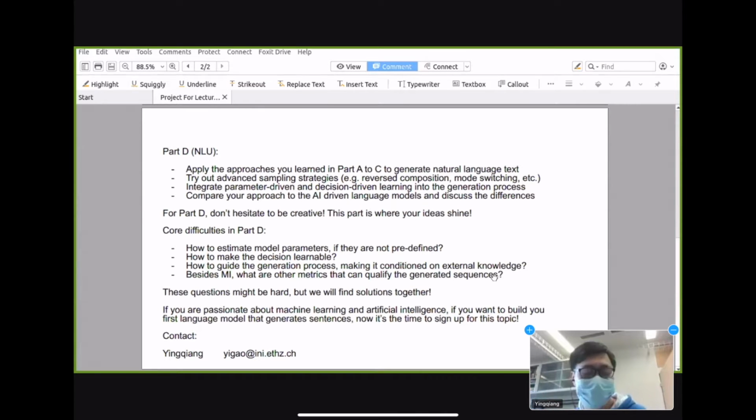So I guess this is basically the main content of my part. If you're passionate about machine learning and artificial intelligence, and you want to decipher the things, the language and sequence, then I guess this might be the correct project for you. So it's time to sign up, and feel free to write me an email at any time.